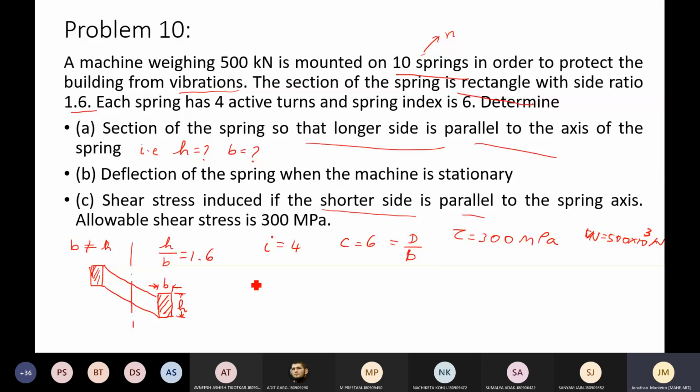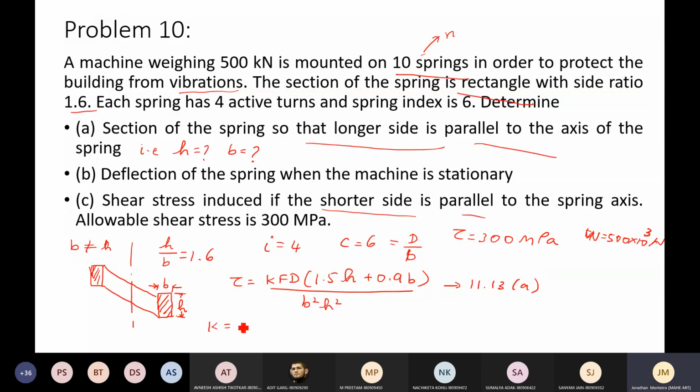Okay, so for a rectangular cross section we have tau is equal to K F D into (1.5 H plus 0.9 B) by B square H square. This is with respect to equation 11.138. Earlier we have described rectangular cross sections. Now with C as 6 you can find out what K is. We'll understand what the individual components are here.